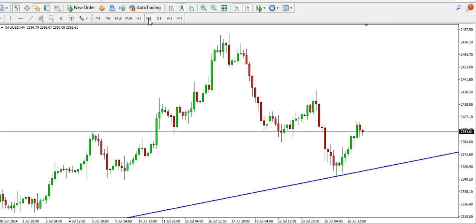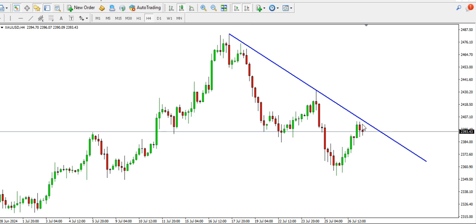On the 4-hour time frame, what do we have? We can see that the buyers are trying to push price to break this particular descending trend line, but more like a pause around here. So with the release of a new fresh impetus or news release, we might see a break to the upside or a break down to the downside.